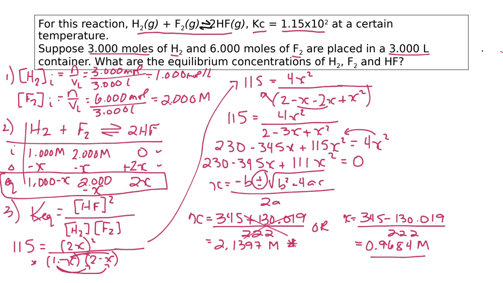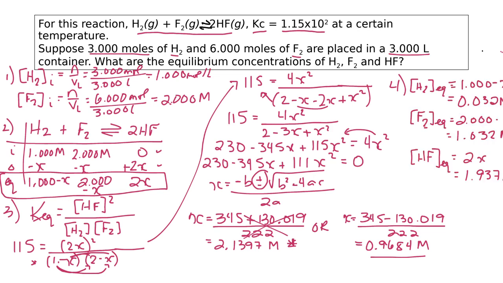And then we keep on going for step 4, and we calculate the concentrations of our substances at equilibrium. So once you sub in all of your values for your reactants and your products at equilibrium, there are the concentrations that you get at equilibrium.